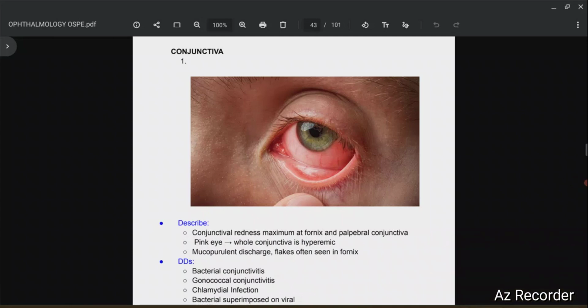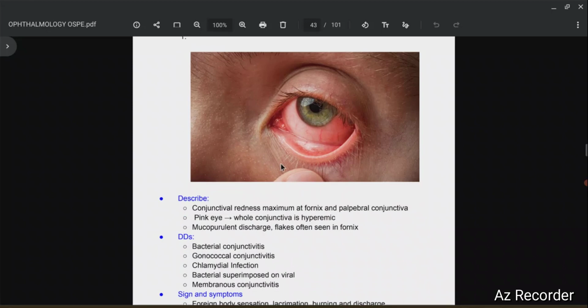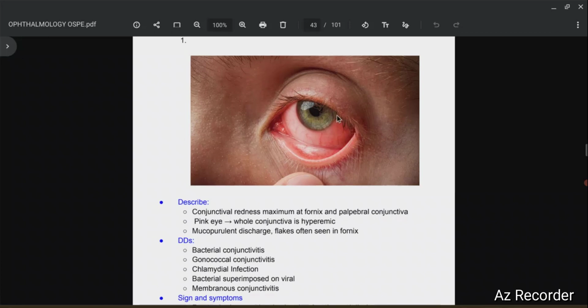Hello everybody, so let's just discuss different kinds of bacterial conjunctivitis that we have. In the previous video I told you some characteristic features of bacterial conjunctivitis, which were pink eye and mucopurulent discharge. Let's see this picture and define this. So there is conjunctival redness, which is maximum at the fornix and palpebral conjunctiva. So what is fornix?